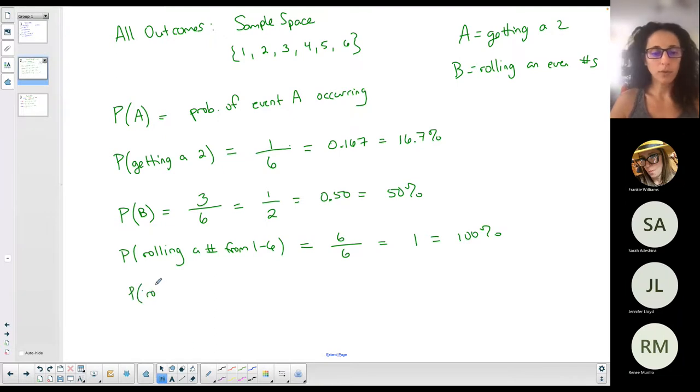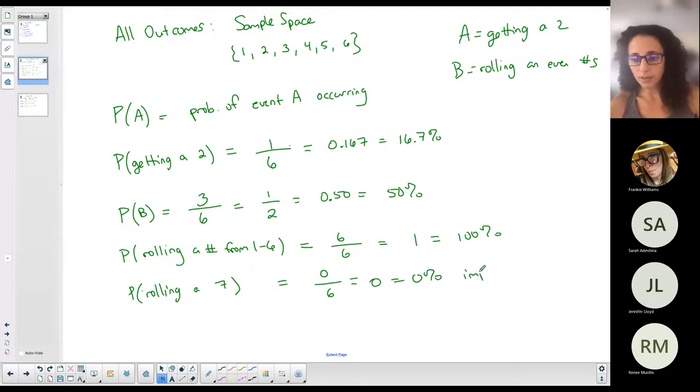What's the probability of rolling a 7? Can't happen. There are 0 sevens out of 6 total outcomes, and 0 in the numerator of a fraction gives you 0% chance of that happening. We call this one an impossible event. We call this one a certain event.